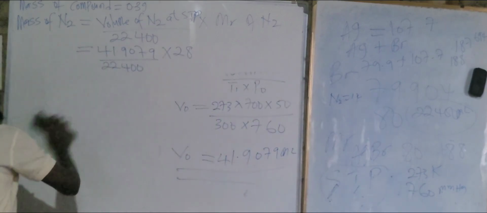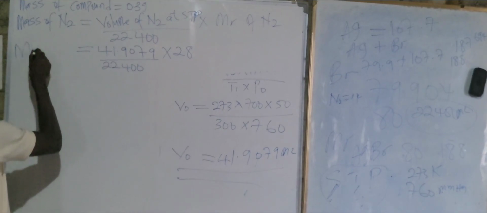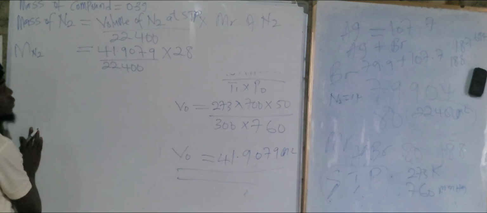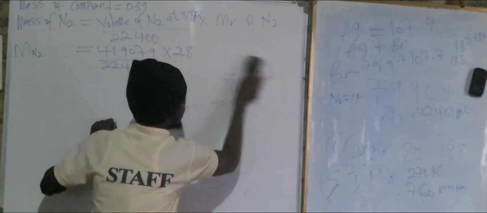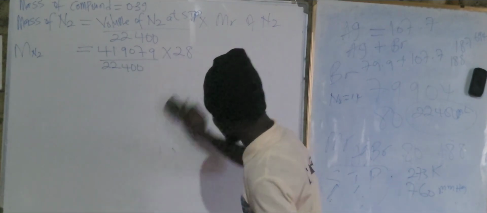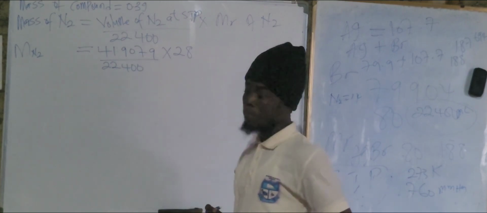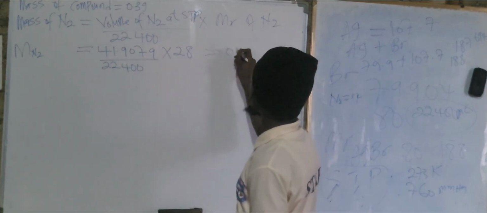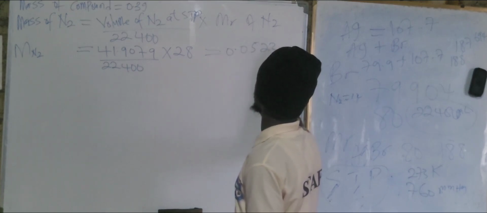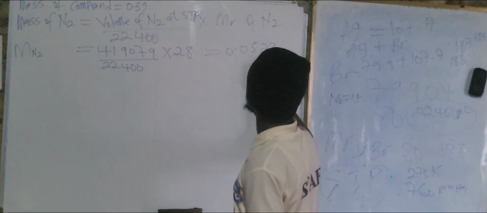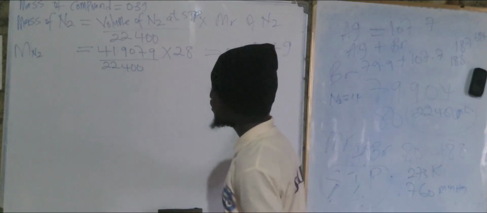So therefore, everything now, we have 41.9079 divided by 22,400 times 28, which is 0.05238. Are we okay here? Now this is not what we are asking for.